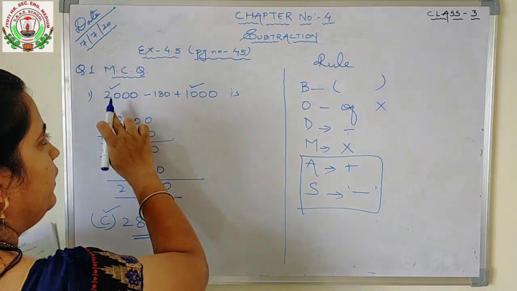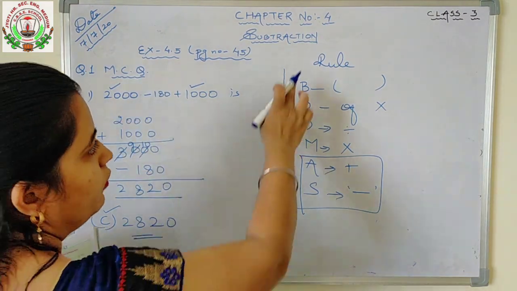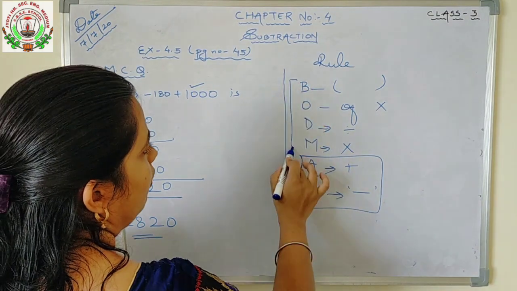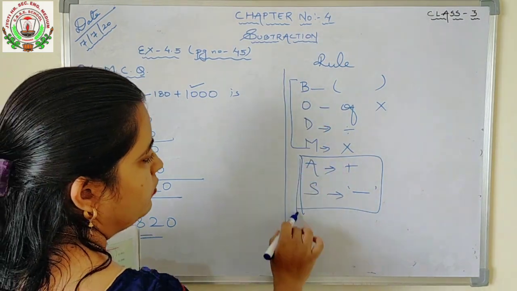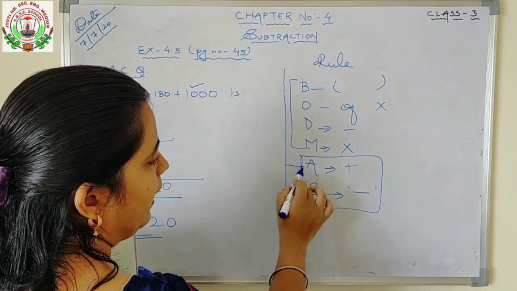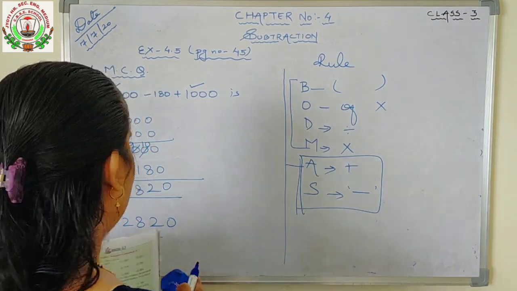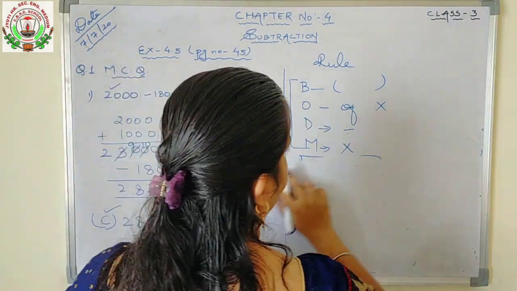Whenever you are solving these types of questions, always follow this rule. You will have solved this in your earlier classes. These two are important: first you will add and then you will subtract. Now moving on to number 2.